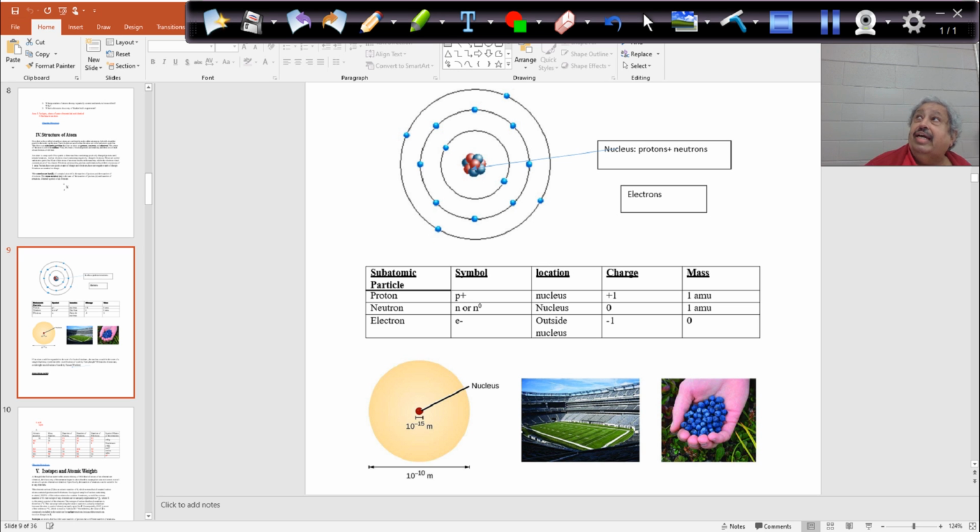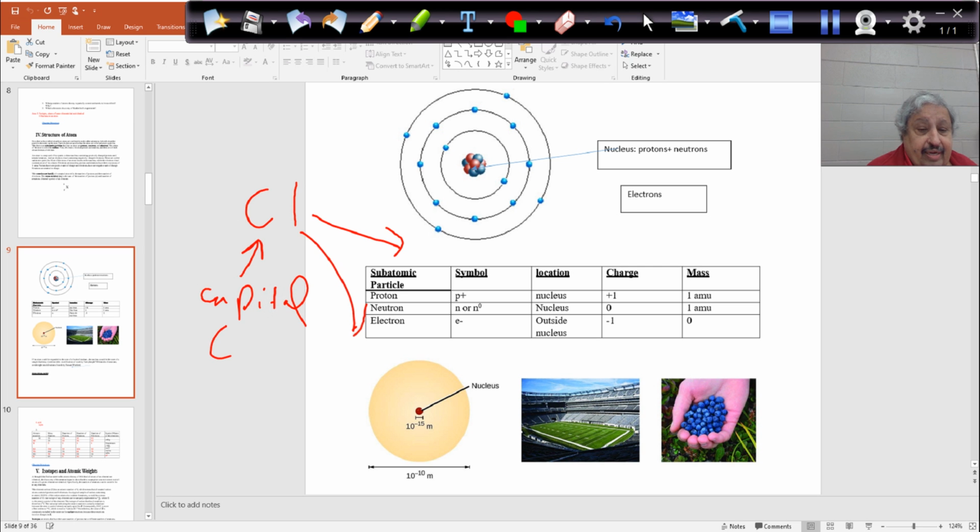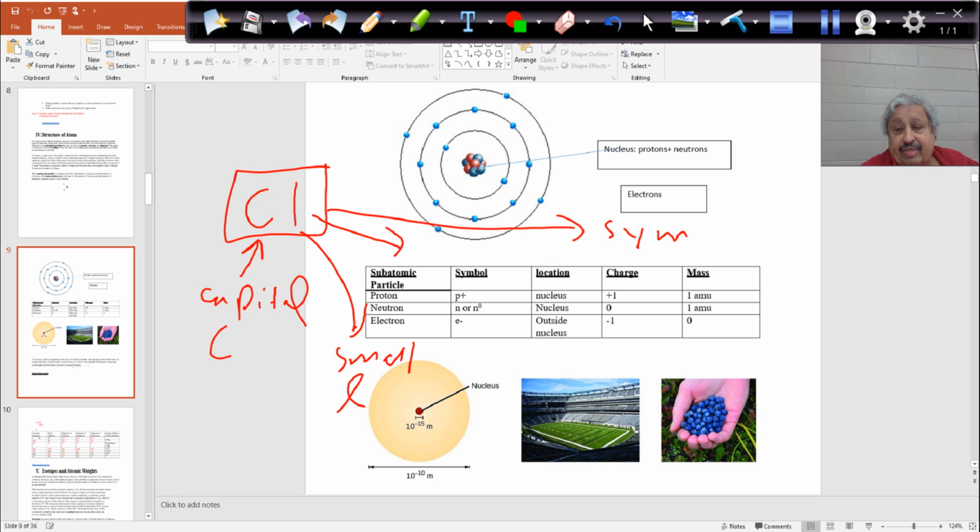If I take any of those, suppose I look at chlorine here, the symbol here is a capital C, and this is a small l, and this is the symbol here for the chlorine element.